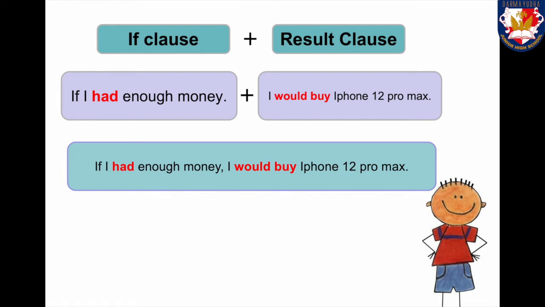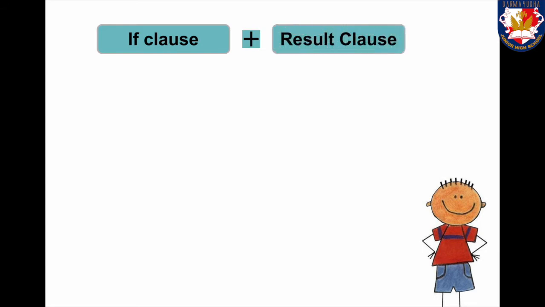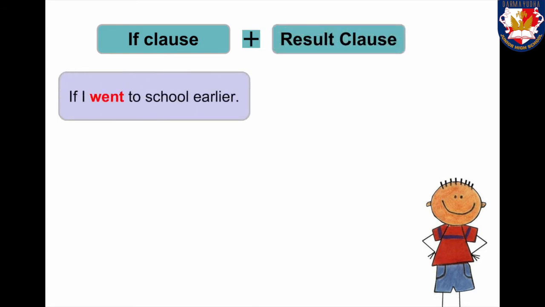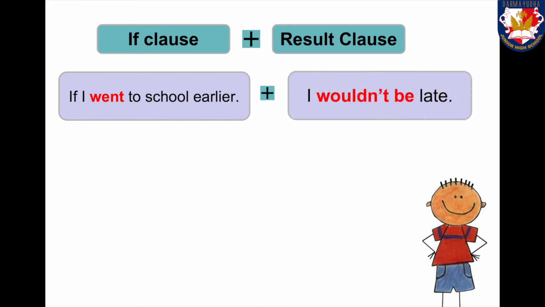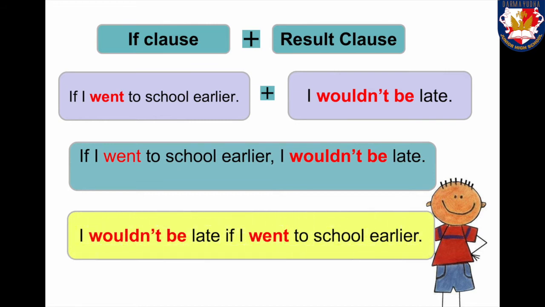Or you can start your second conditional by putting the result clause in the beginning of your sentence. Like, I would buy iPhone 12 Pro Max if I had enough money. Another example, if I went to school earlier, I wouldn't be late. If we combine them both, the sentence becomes, if I went to school earlier, I wouldn't be late. Or, I wouldn't be late if I went to school earlier.